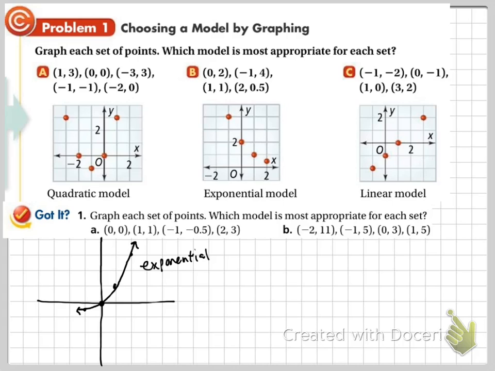Let's try the other one. So, -2 goes to 11. So that's going to be like up here. I realize it's off my graph, but -1 goes to 5. 0 goes to 3, and 1 goes to 5. So we've got a U here, or a parabola, so this is a quadratic.